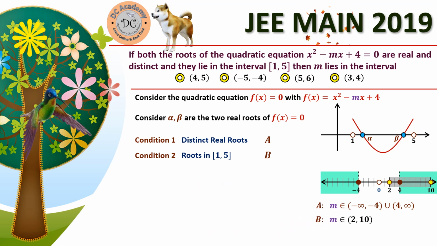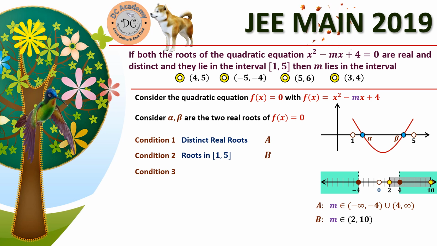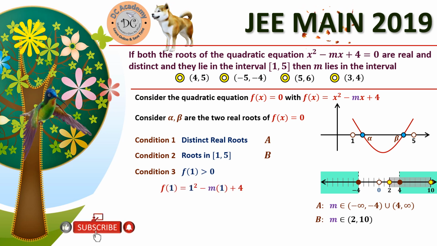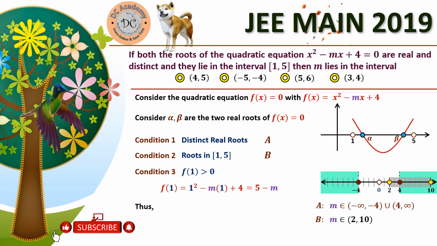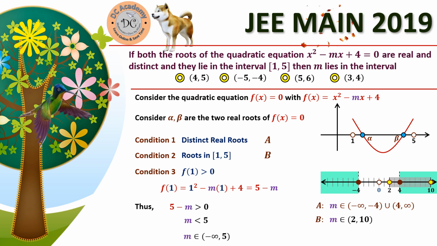Let's take condition 3. Now, let's observe the graph. You notice that f of 1 is greater than 0. So we substitute x equal to 1 in the expression of f(x), and f(1) gives 5 minus m. This value should be greater than 0. So 5 minus m is greater than 0, meaning m is less than 5, and that's the third region: minus infinity to 5. Let's mark the point 5, and every region less than 5 will be our desired region. Let's go ahead.